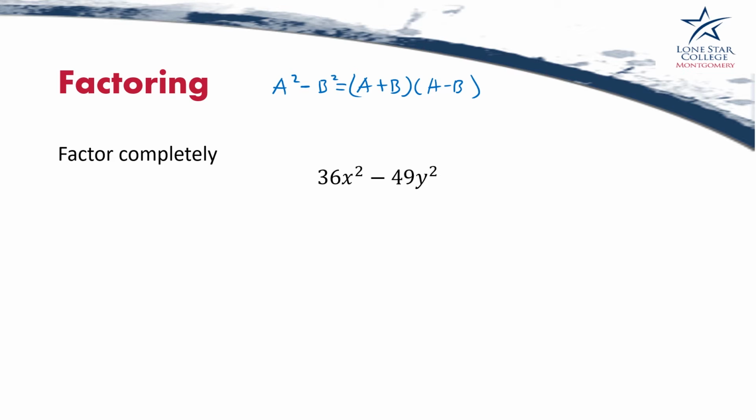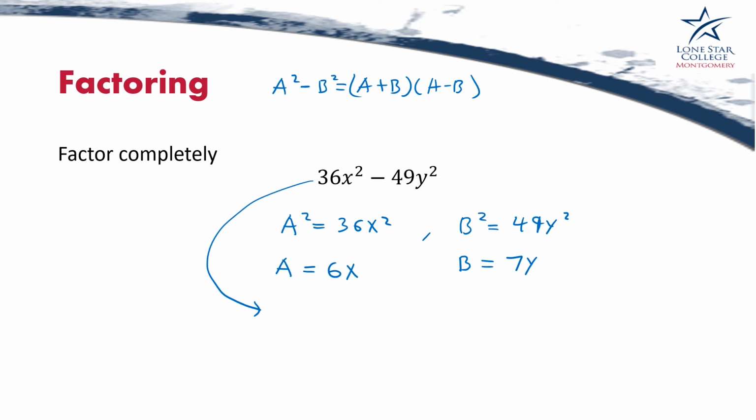If we correlate our difference of squares with the equation we have, a squared is 36x squared, and b squared is 49y squared. Now we need to think about what a would be and what b would be. Think about what you square to get 36. The number you square to get 36 is 6. And in order to get x squared, you square x. Same thing for b. 49 is 7 squared, and y squared is y squared. So now that we know that, we can put everything together.